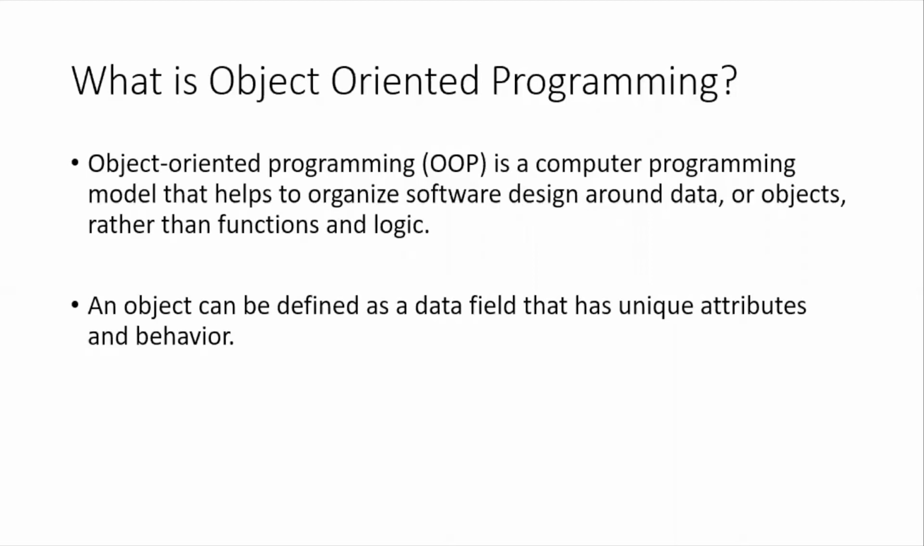Now, how we are going to have object defined? So an object can be defined as a data field which has got unique attributes which are termed as characters as well, which will hold the data for us, and the behavior. Behavior is nothing but the operations which we can perform for that particular object.